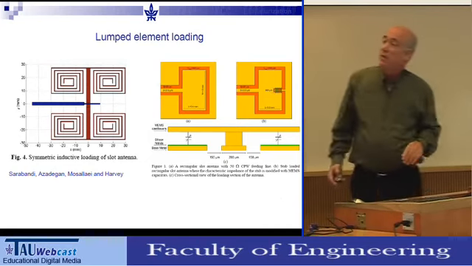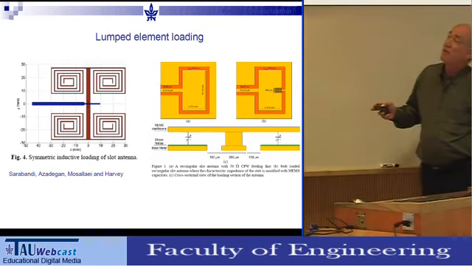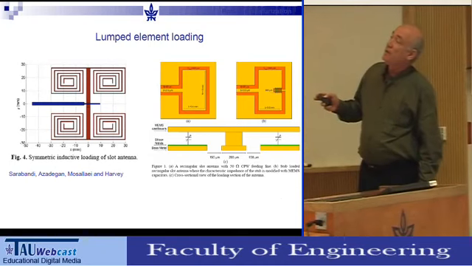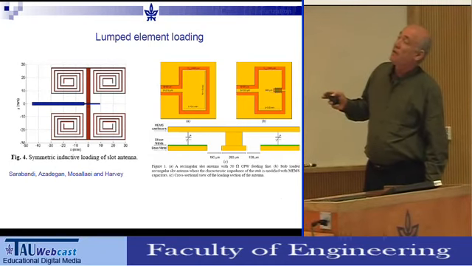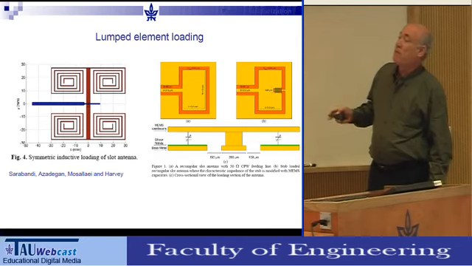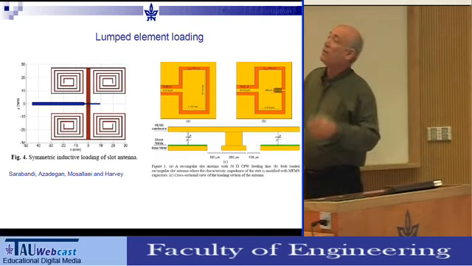Then we can load with lumped elements. This is an example of a slot with a stub added to it, and on the stub you have loading with changing capacitors realized by MEMS. So you can control the antenna a little bit.